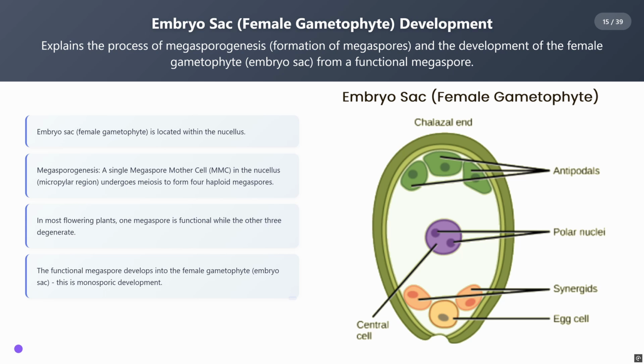Do they all develop? Here's a key difference from the male side. In the vast majority of flowering plants, only one of these 4 megaspores remains functional. The other 3 typically degenerate and just disappear. Only one survives. Interesting. Yes, and it's a single functional megaspore that goes on to develop into the female gametophyte, the embryo sac. Because it develops from just one megaspore, we call this type of development monosporic development. Monosporic development makes sense. Okay, so this one functional megaspore, how does it transform into that complex embryo sac structure?